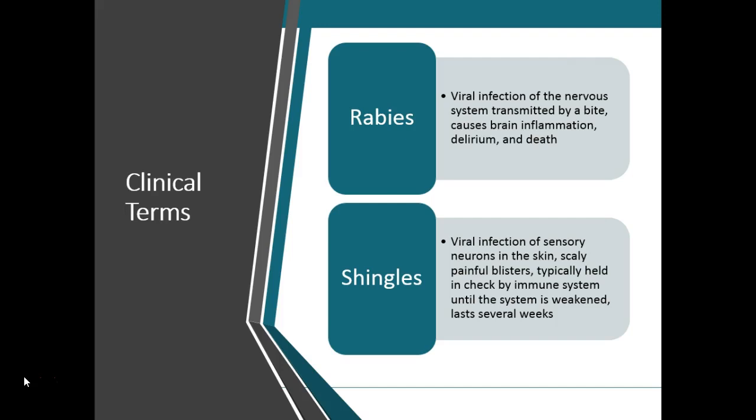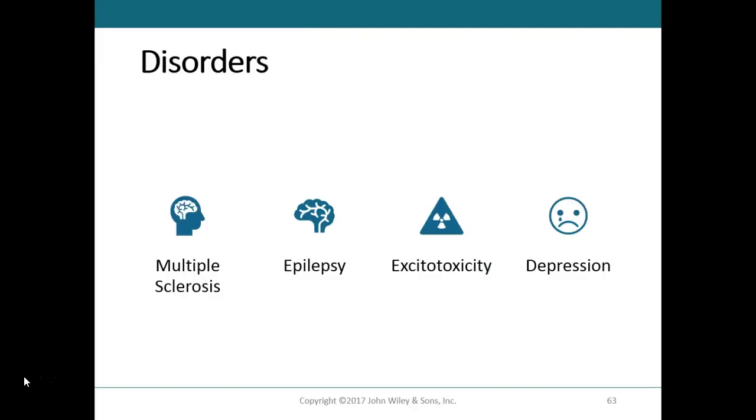Shingles is also a viral infection of the sensory neurons in the skin. So shingles tends to develop in people that had chickenpox as a child, and the virus will basically lie dormant in the nervous system until the immune system is weakened, and then it may erupt and tends to be worse as you age. And then finally, we want to talk about a few other disorders very briefly.